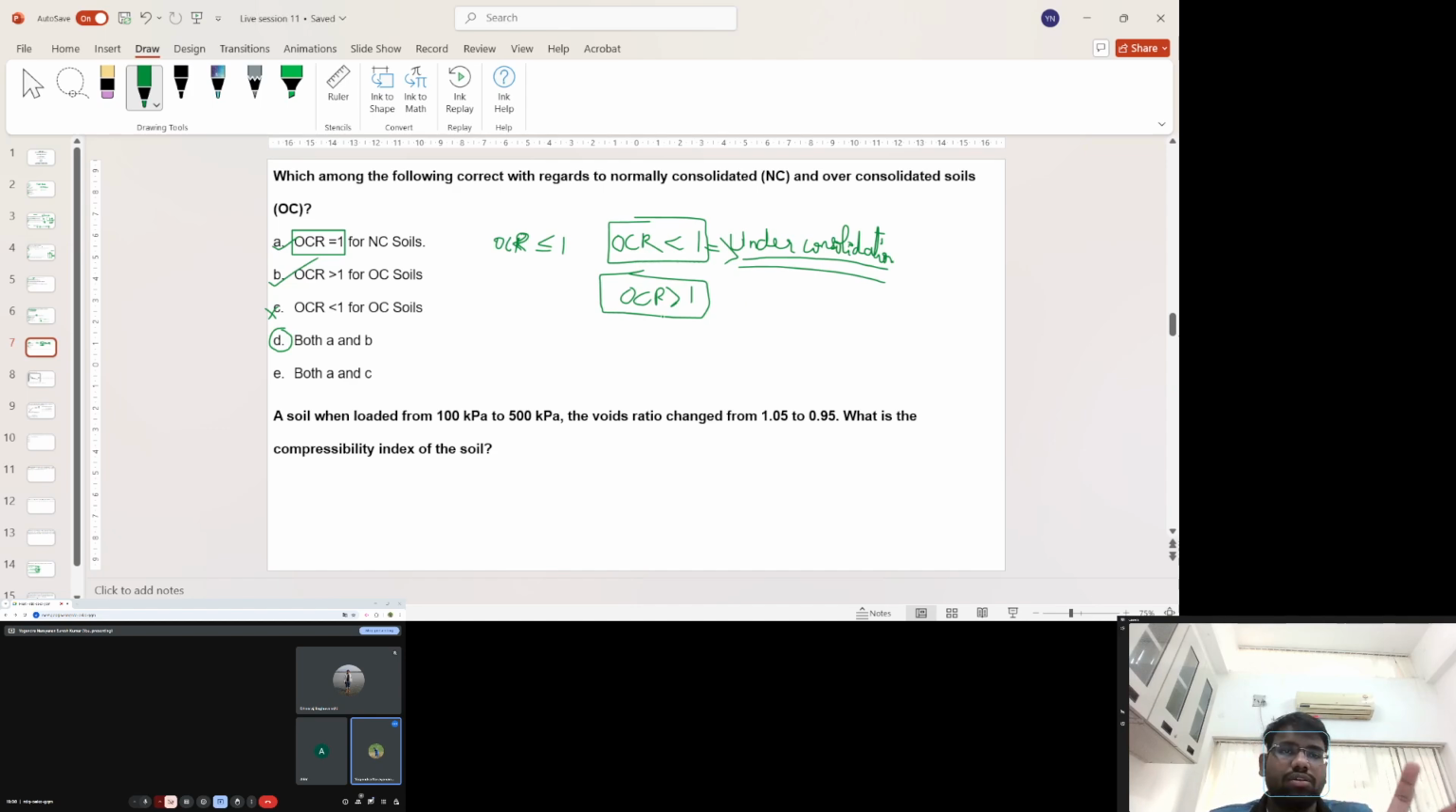So the usual notation which we use is not the same, and that is why this confusion has arisen. But the analysis part which we do in common notion, during undergraduate studies, is either OCR less than 1 or OCR greater than 1. Okay.